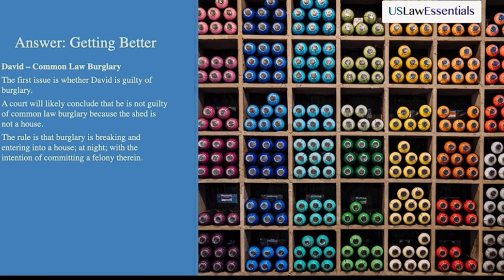Let's go into the rule. The rule is that burglary is breaking and entering into a house at night with intention of committing a felony therein. And we're going to work off of this outline that we created to prepare an essay that's a lot better organized than what we would have if we didn't have this horizontal outline.